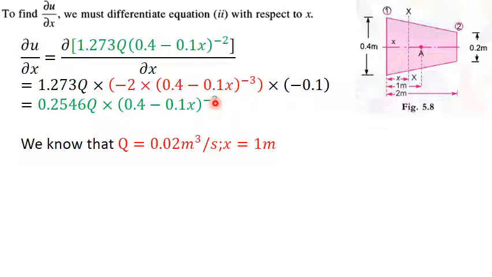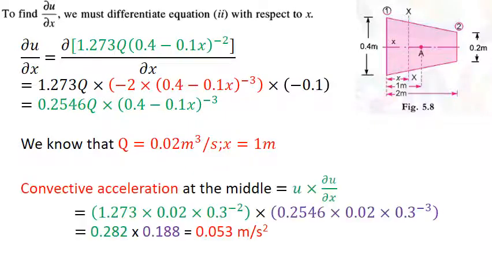Okay. So we know that the value of Q, that is the discharge, is 0.02 meter cube per second, and x is 1 meter. So we have to substitute that in the equations of u and dou u by dou x. So convective acceleration at the midpoint of the pipe, that is at A, that is x is equal to 1 meter, is given by u into dou u by dou x, which finally comes to 0.053 meters per second square.